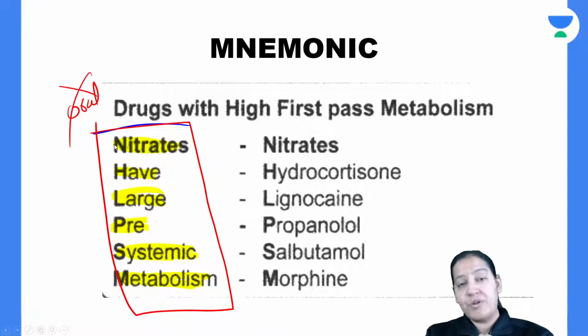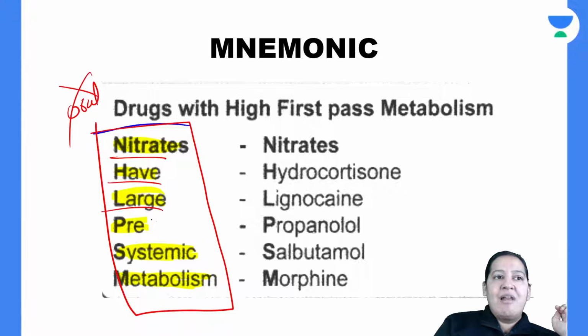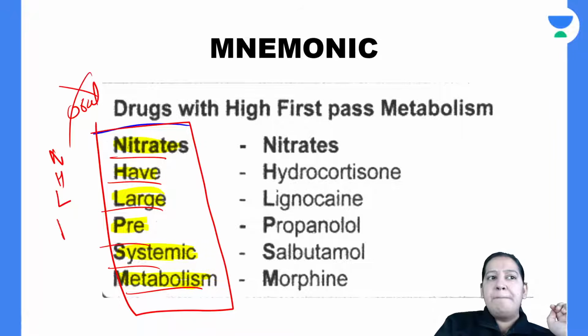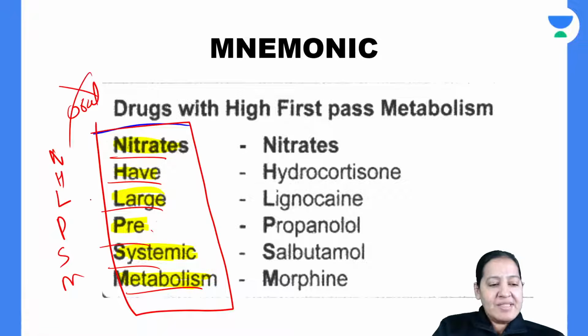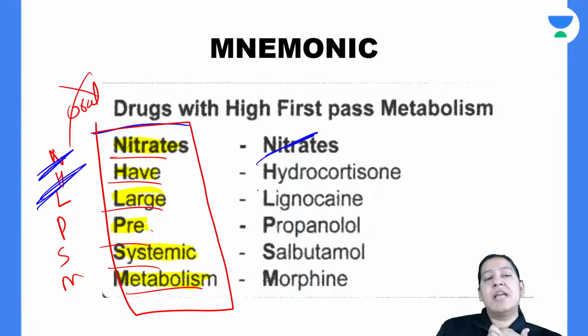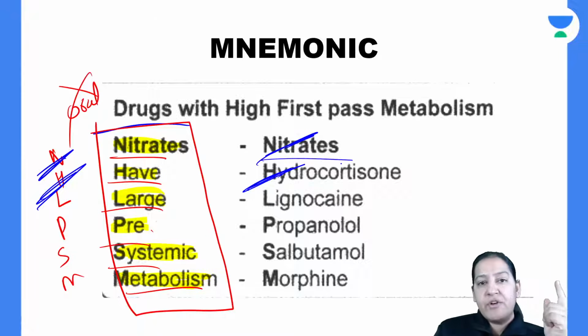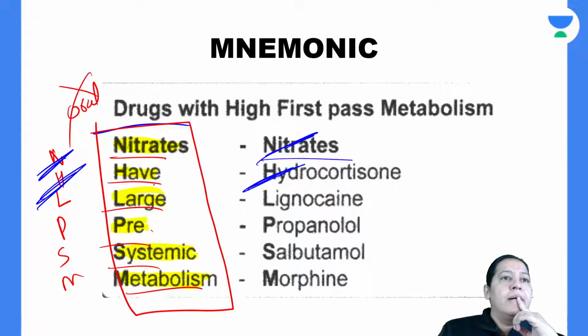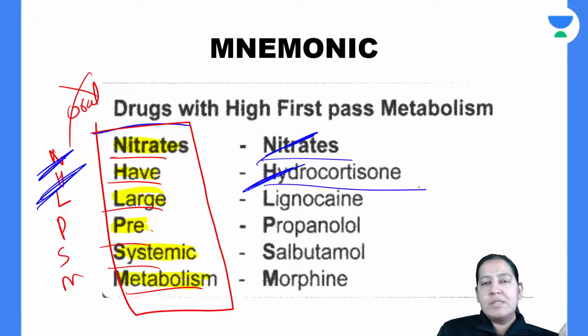So being a doctor, it is important for me to know these drugs. I have a mnemonic for it: Nitrates have large PSM, or pre-systemic metabolism. N stands for nitrates, a drug for angina, you may know it. H of 'have' stands for hydrocortisone, which is a steroid.